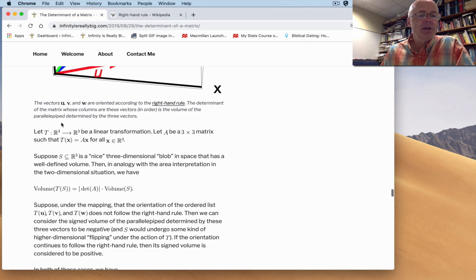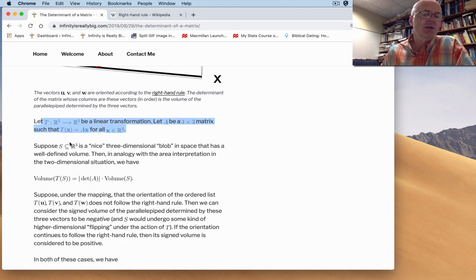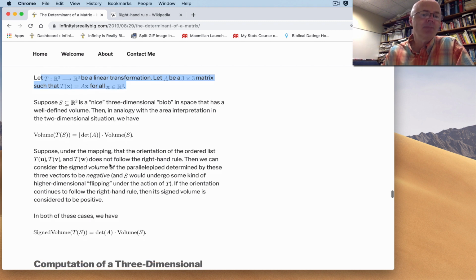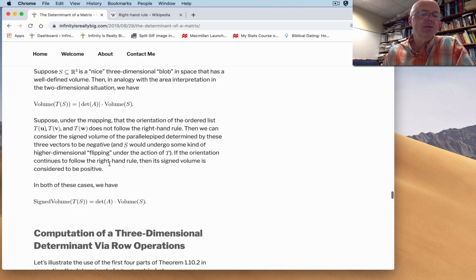You can think of this in terms of linear transformations as well. Just like before, the volume of the image will be the absolute value of the determinant times the volume of the original set. And if you think of it in terms of signed volume undergoing some sort of flipping, in higher dimensions, the signed volume of the image will be the determinant without absolute value signs times the volume.